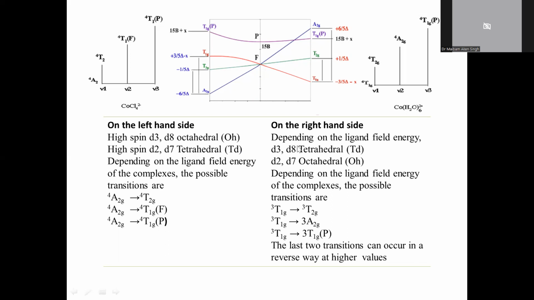For D1, D2, any configuration, the difference is about 5: minus 5, plus 5, because 5 is a very important center point. And on this left side, these are the possible transitions, having this one highest energy, middle, and lowest, and on the other side just the opposite to this.